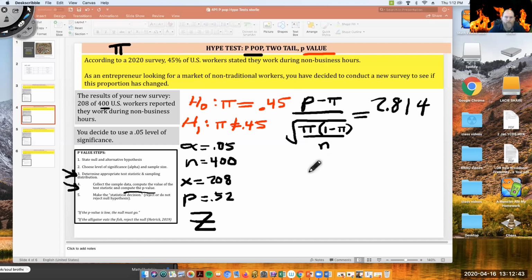To find the P value, we can do it one of two ways. We can go to the Z table and look up 0.281.